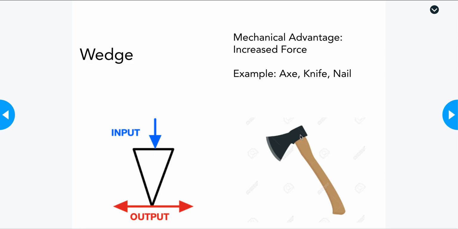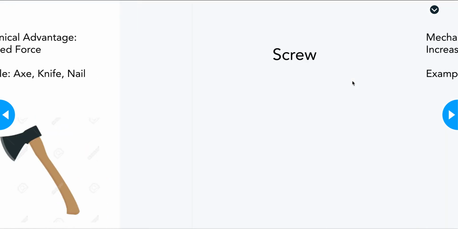But what you do is split the wood because the force is increased. So all that distance you traveled for the work, then you travel a very little distance for the output. And the force is what is important because then that splits the wood. The same is true of a knife and nails.